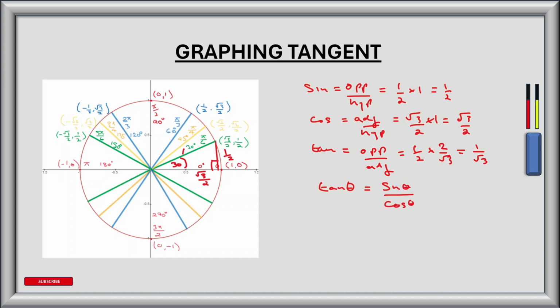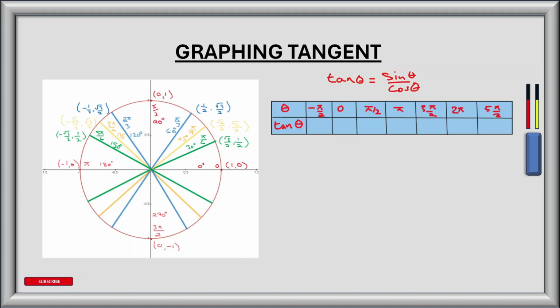As we saw in our example, where we've taken the angle of 30 degrees, the sine of theta is a half, and the cosine of theta is root 3 over 2. So if we divide root 3 over 2 into a half, we multiply by 2 over root 3, and we get 1 divided by square root of 3, which is in fact the tangent of theta. Now we know that tan theta is equal to sine theta divided by cos theta. Let's use the unit circle and create a table of values of tan theta.